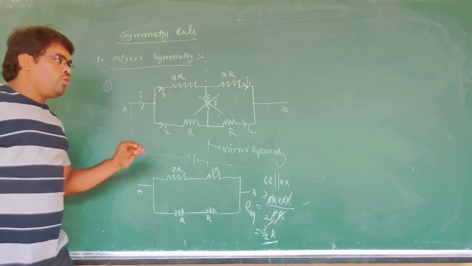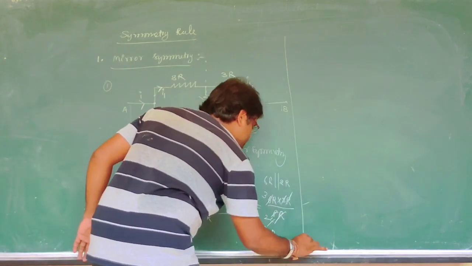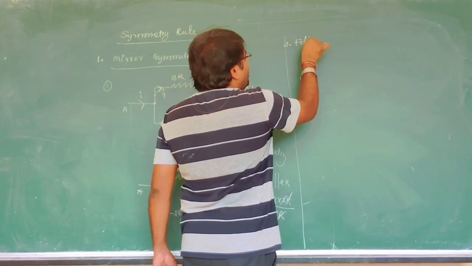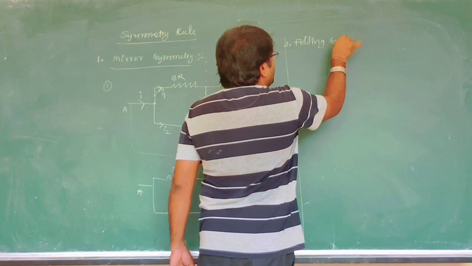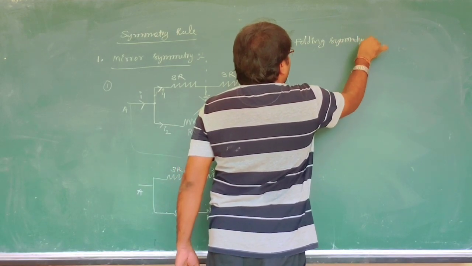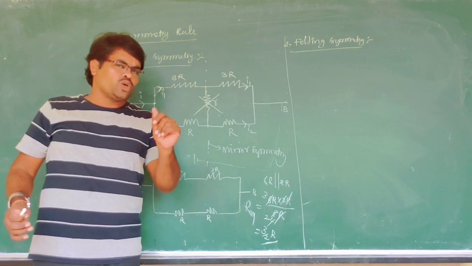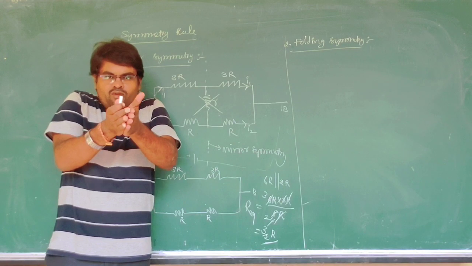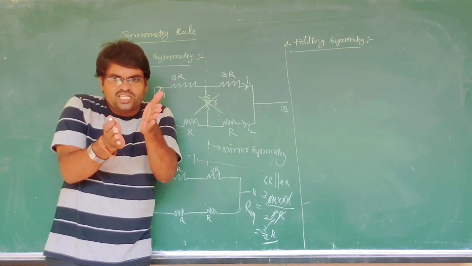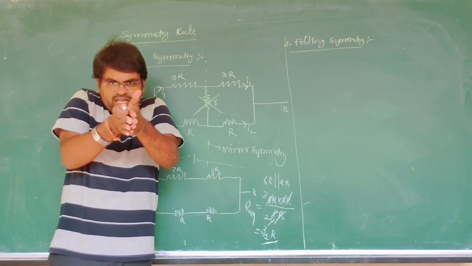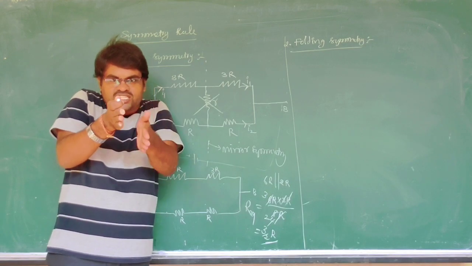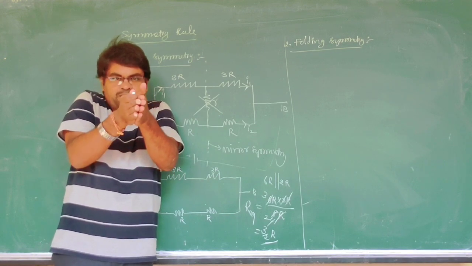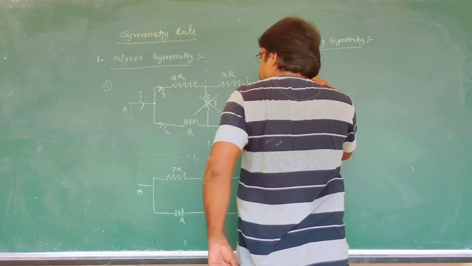This is one model. Now we are going to another model, that is folding symmetry. It's similar, but we assume folding like this. Folding means this hand and this hand are both folded, and both are the same. That is called folding symmetry. Now we can see about that.